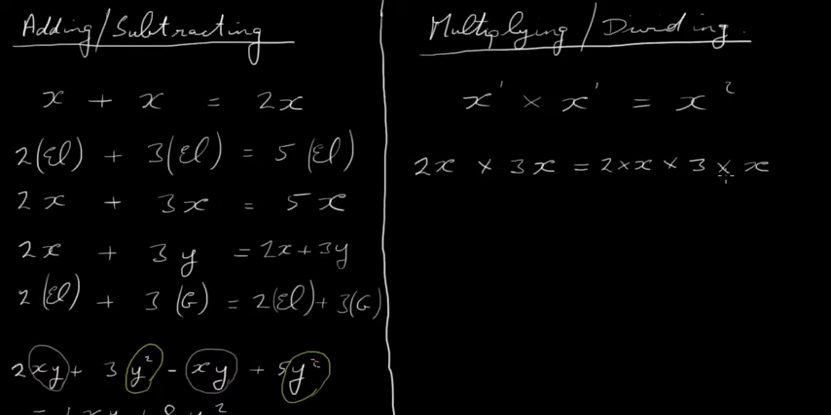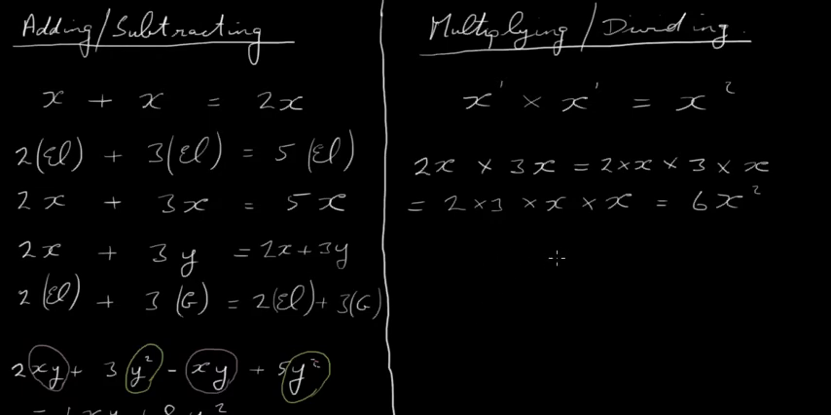Now, because multiplication is commutative, that just means that we can move all of these around, and it doesn't change the answer. Commutative just means, for example, if you have 2 times 3 will give you 6, 3 times 2 will also give you 6. You can switch them around. So for example, this here is just the same as 2 times 3 times x times x. And if you look at that, you've got 2 times 3, which will give us 6. X times x, as we have up here, will give us x squared.